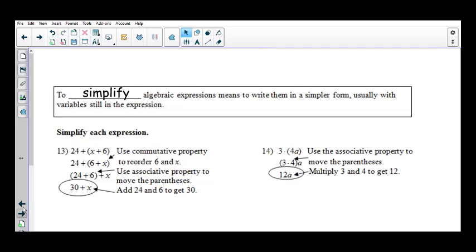Do not, listen to this, do not write 30x. That's 30 times x. 30 plus x is very different, so be careful. All right, number 14. What I did was I used the associative property to move the parentheses around the 3 by 4. So I have 3 times 4, which is 12. Tack on the a at the end. Final solution is 12a. Now I know you're looking at that and you're like, man, she showed a lot of work for that. I don't normally, and I don't expect you to either. But I want you to see where these solutions and answers come from.